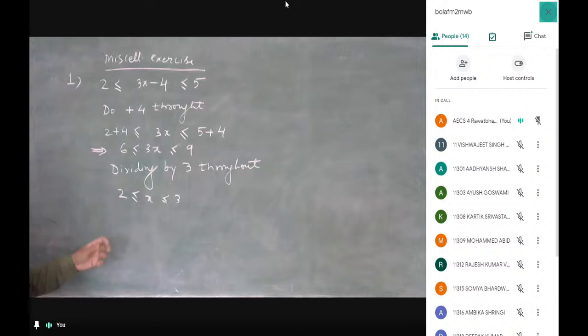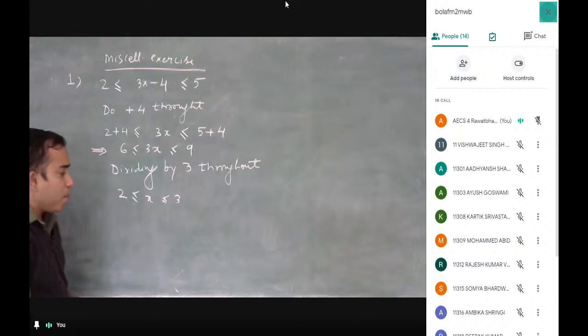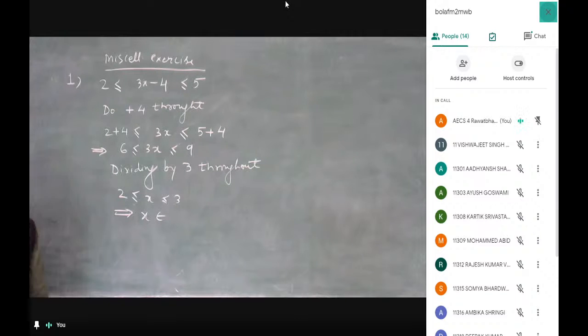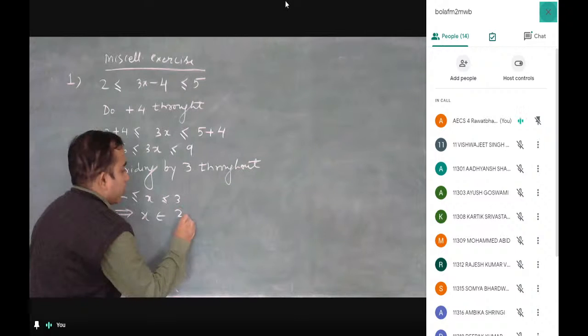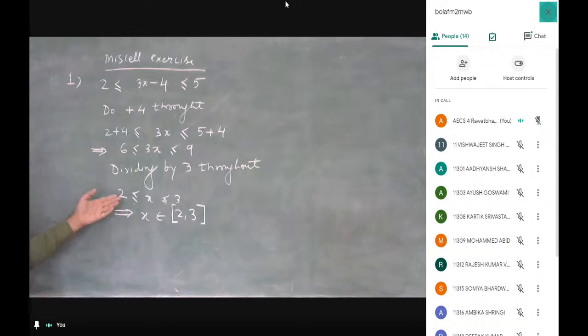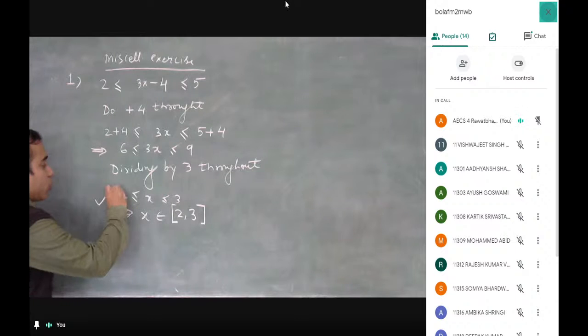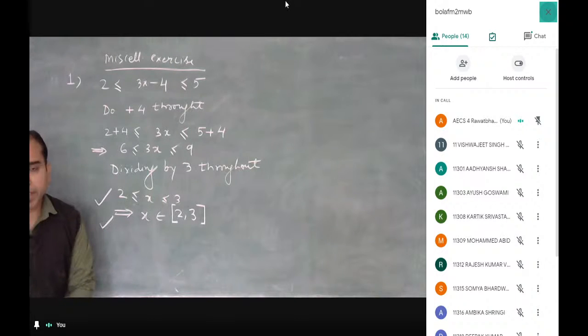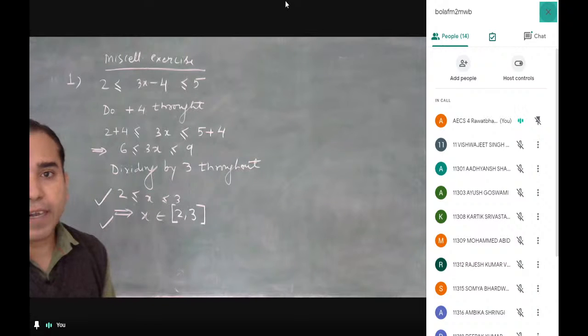Right. The same thing, how to write in interval form? Then x belongs to, how to write in interval form, students? Closed interval 2 comma 3. This is the closed interval 2 comma 3. Both are acceptable. This also can be written, this also can be written. Both are the same thing only. Okay, so like this. Let us see the next question.